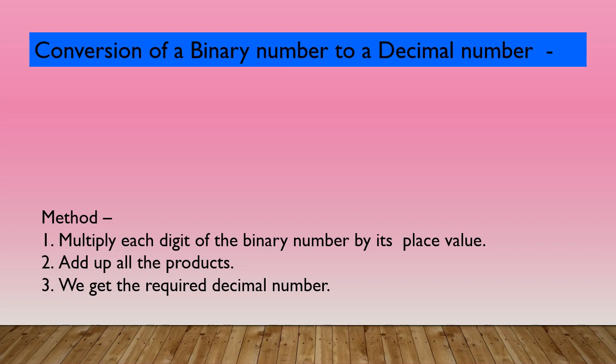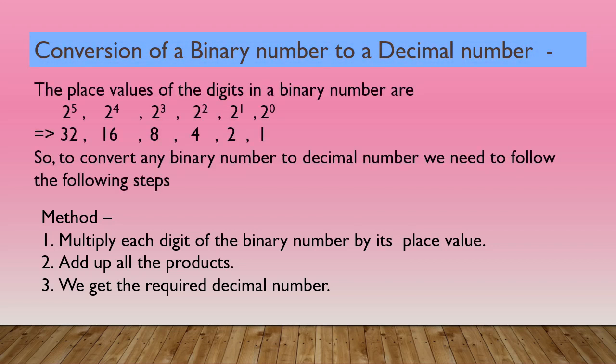The other conversion is of a binary number to a decimal number. The place values of the digits in the binary number are 2 raised to power 0, 2 raised to power 1, 2 raised to power 2, 2 raised to power 3, 2 raised to power 4, 2 raised to power 5, and so on. This is from the right hand side. Like we have units, tens, hundreds, similarly for binary we have these as the place values, which are equivalent to 1, 2, 4, 8, 16, and 32. To convert any binary number to decimal number, we need to follow the following steps.